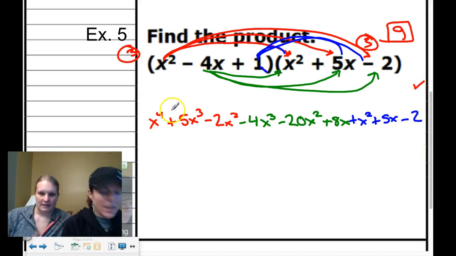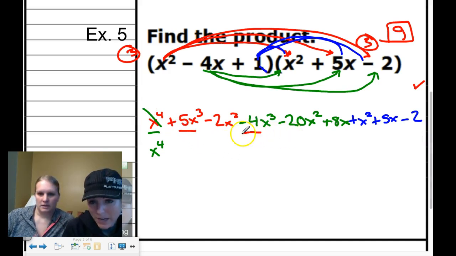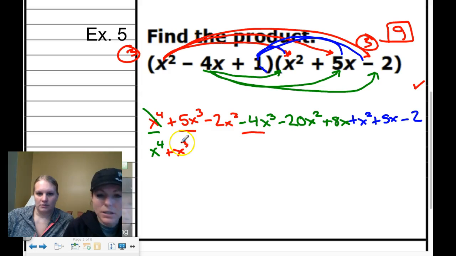Highest exponent, all right. x is to the 4th. And there's only one of them. So let's write it. x to the 4th. Cross it off. Done. Now we have x cubed. We have 5x cubed. We have -4x cubed. And that is it. 5 minus 4 is 1 plus x cubed.